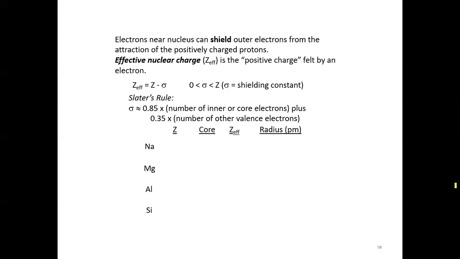So I'm going to look here at this sequence of elements: sodium, magnesium, aluminum, and silicon. Notice that these are all in the third period of the periodic table. Let's look at the atomic numbers first of all. Sodium is 11, magnesium 12, aluminum 13, silicon 14. What they have in common is that they all have the same core assembly, the prefabricated shell, which is neon, which has 10 electrons. So each one of these has a core of 10 inner electrons.